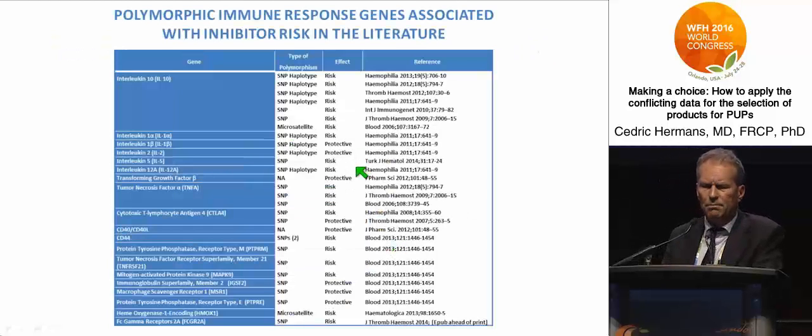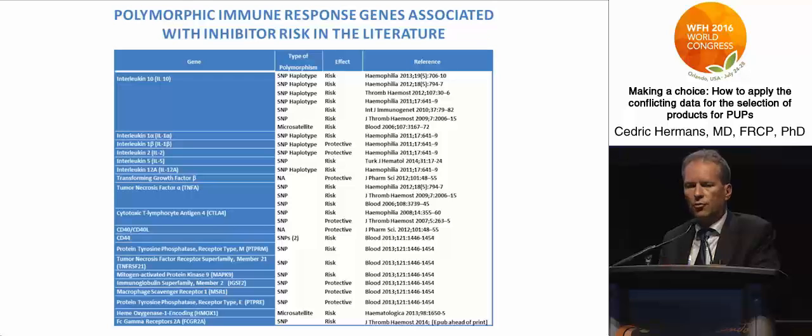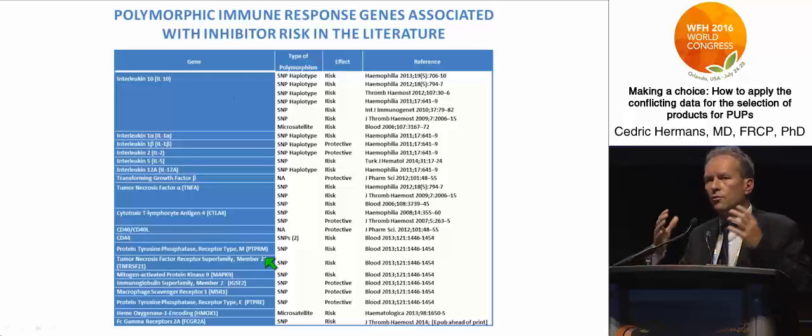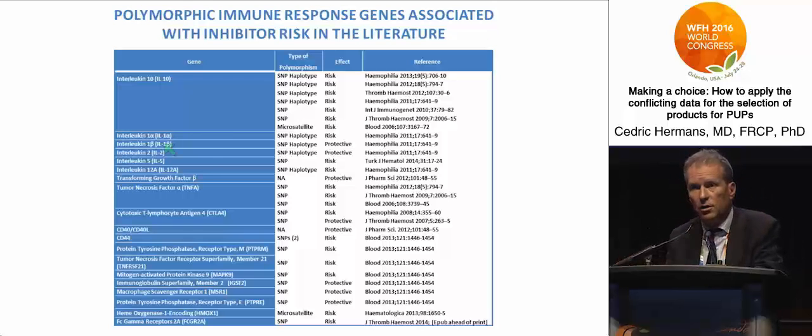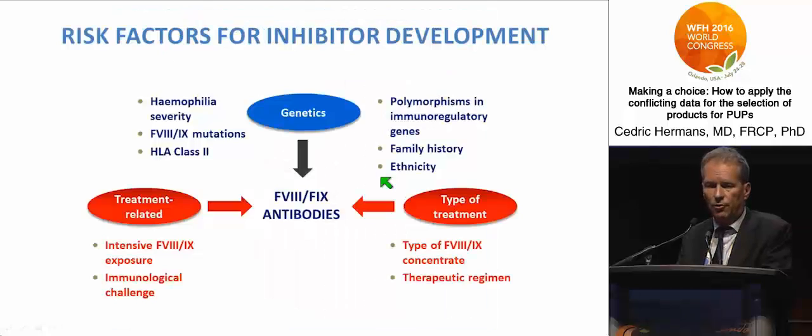And this very busy slide summarizes many polymorphisms in the immune system that have been identified and associated, more or less, with the risk of inhibitor development, either an increased risk or a protective effect. But although all these data are important to better understand the pathophysiology of inhibitor development, many of them are not implemented in our daily practice.